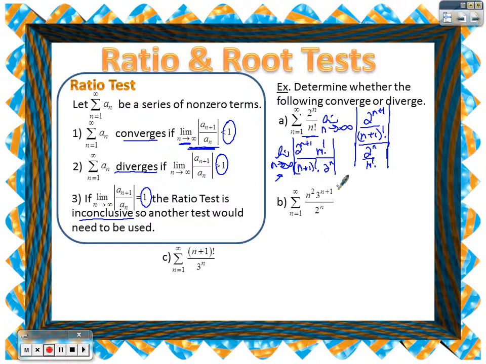So the next thing that I'm going to work on are my factorials. And that's probably what we have the least amount of practice with, something that does trouble students. So let's talk about how to reduce these. Basically what I have, I'll go over here and do some scratch work over here. Basically what I have is n factorial over n plus 1 factorial.